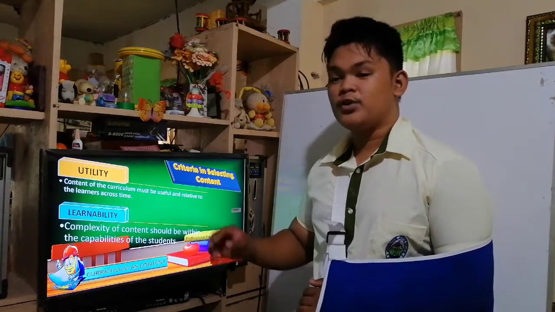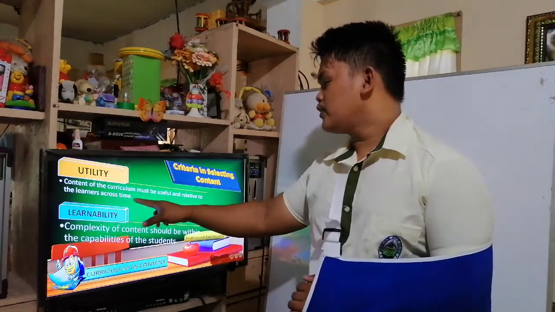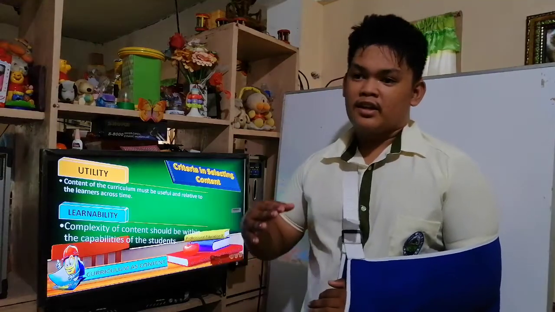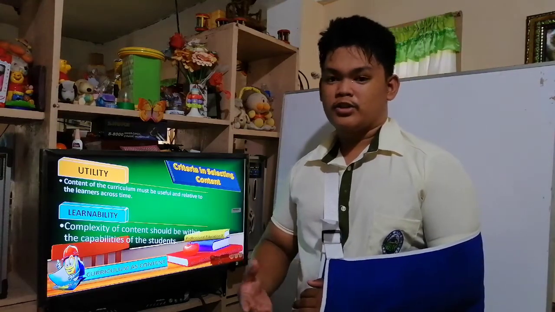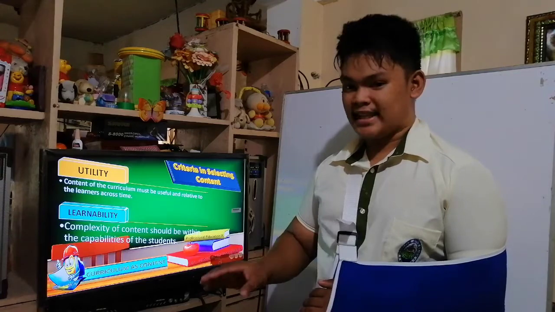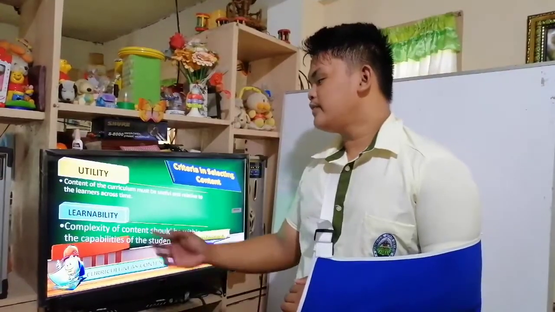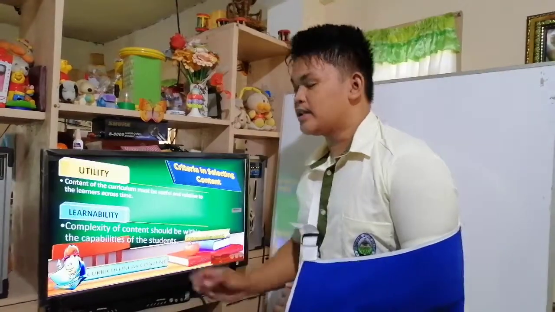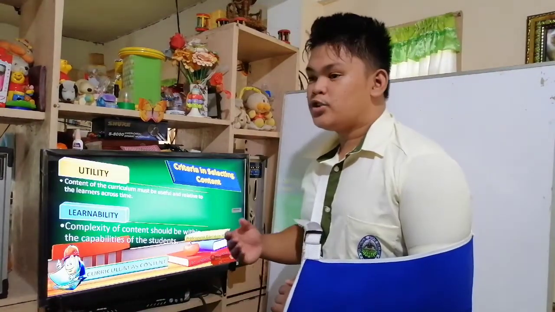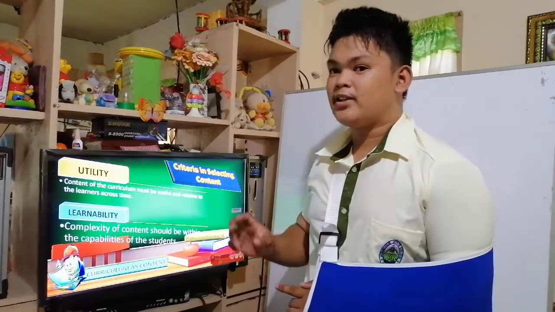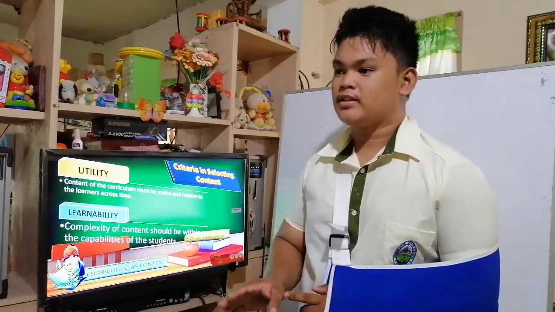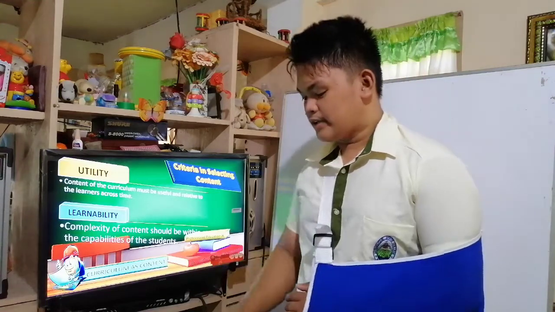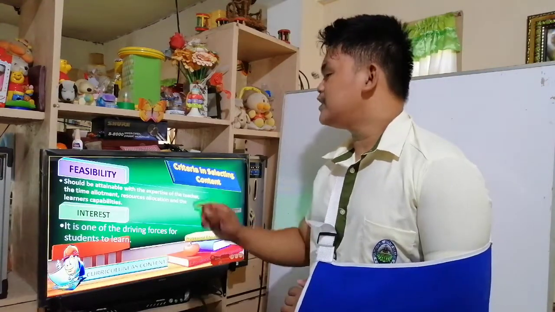Next, we have utility. Content of the curriculum must be useful and relevant to the learners across time, meaning what the students are going to learn should remain useful as time passes by. We have learnability. Complexity of the content should be within the capabilities of the student, meaning there should be proper sequencing and organization of the content to help the students ease their learning. Next, we have the feasibility.